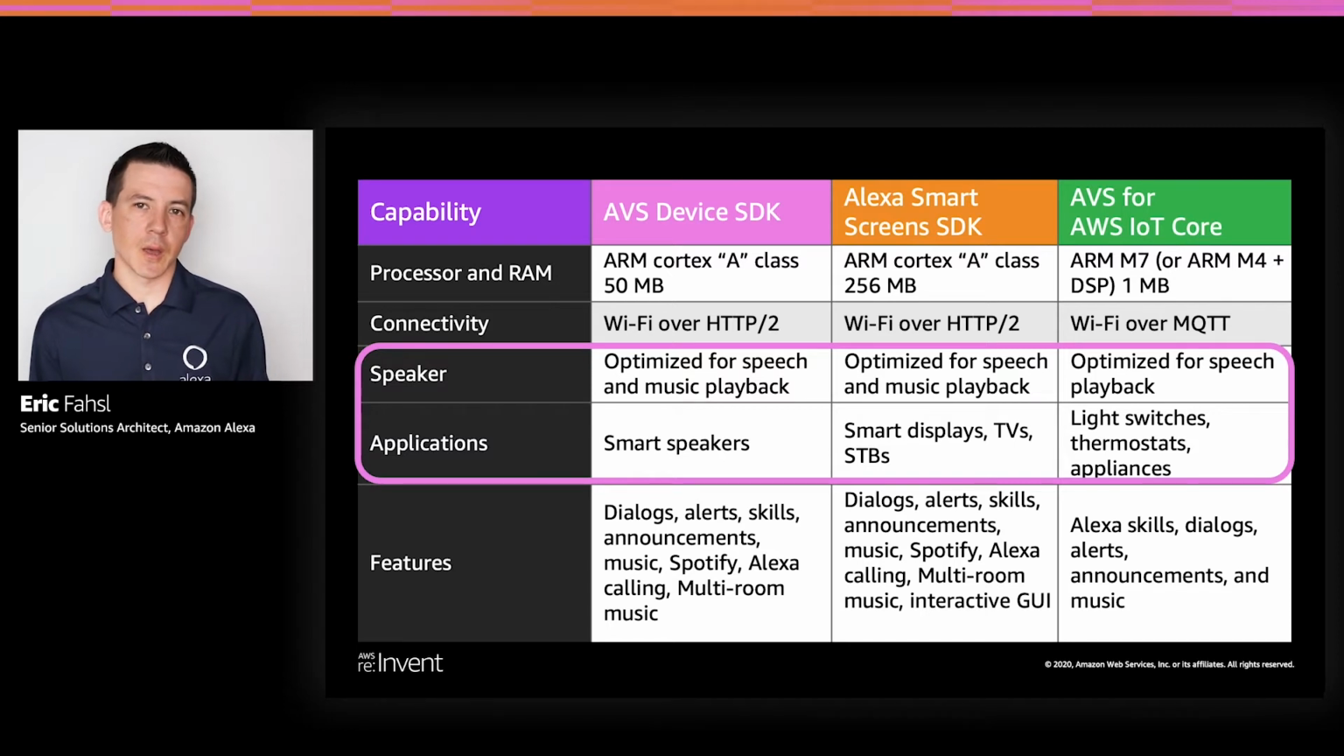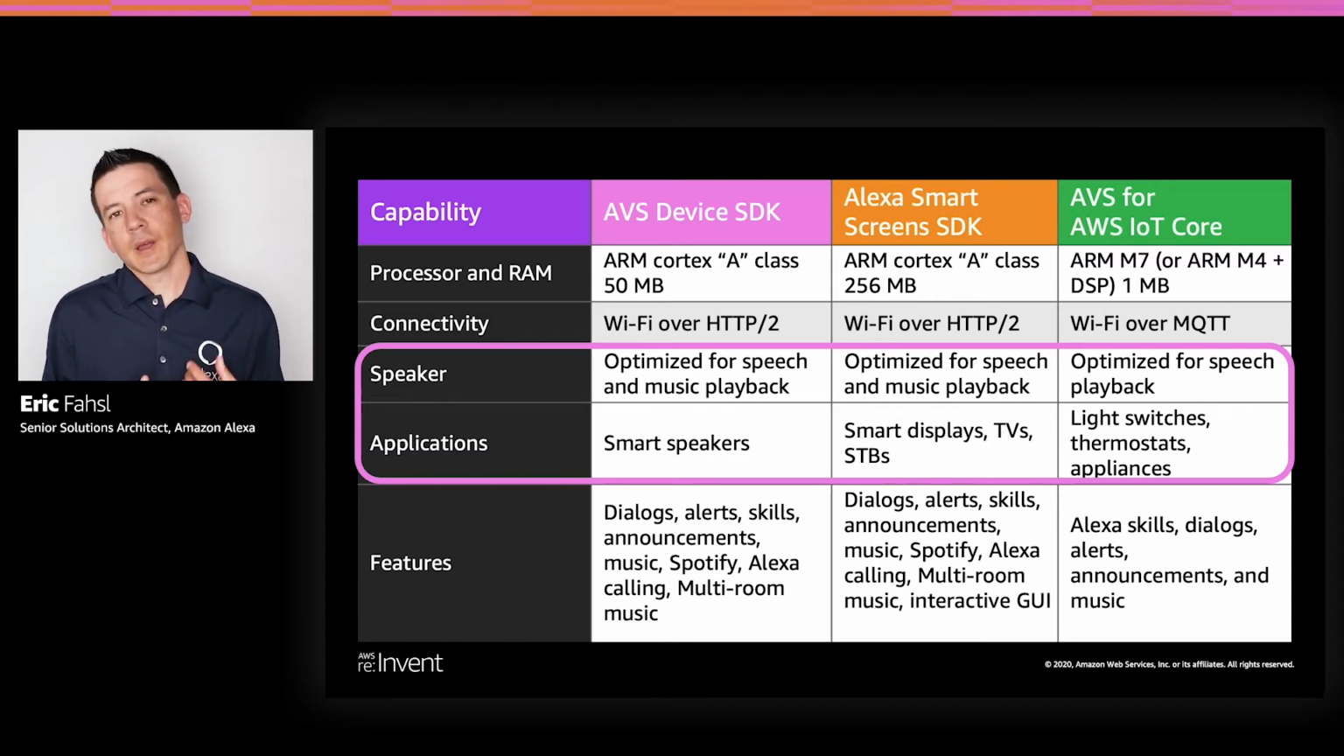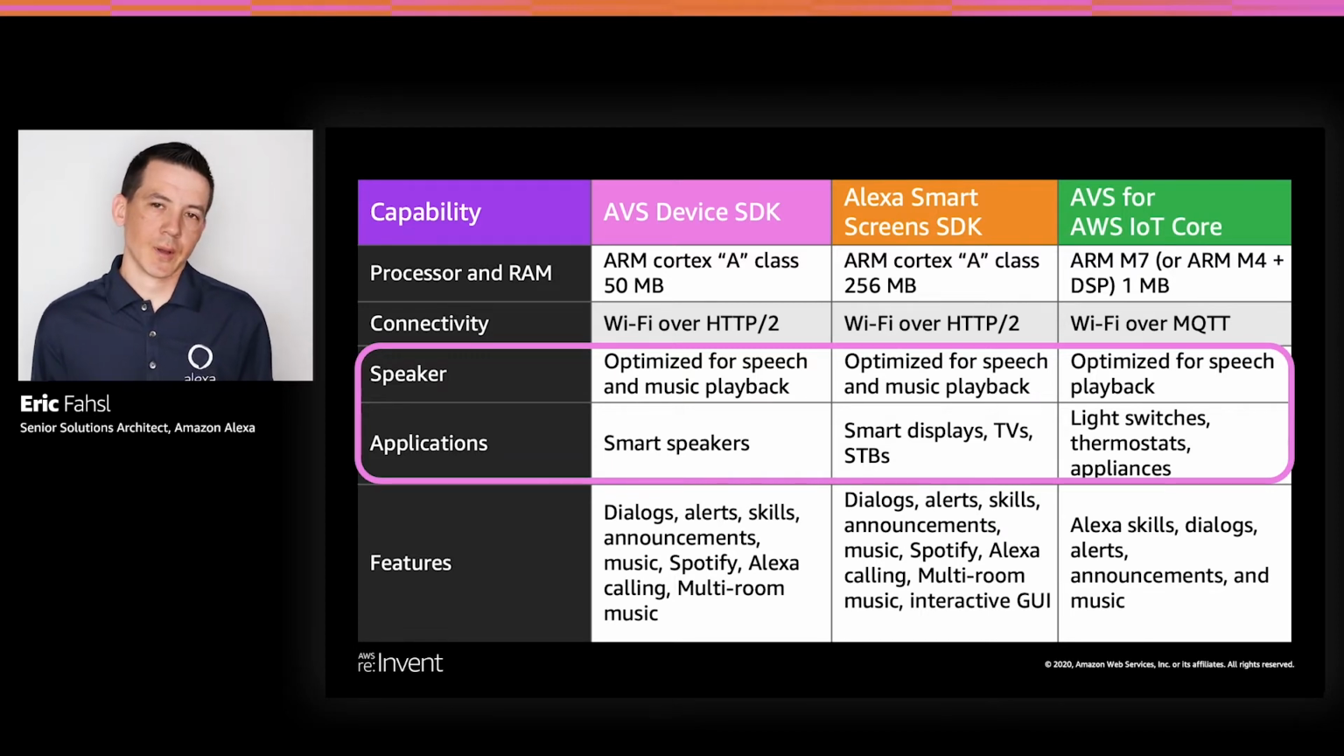The Smart Screen SDK is going to be best for your TVs, set-top boxes, and smart speakers. And finally, AVS for AWS IoT Core is really intended for something like a light switch, thermometer, or appliance.